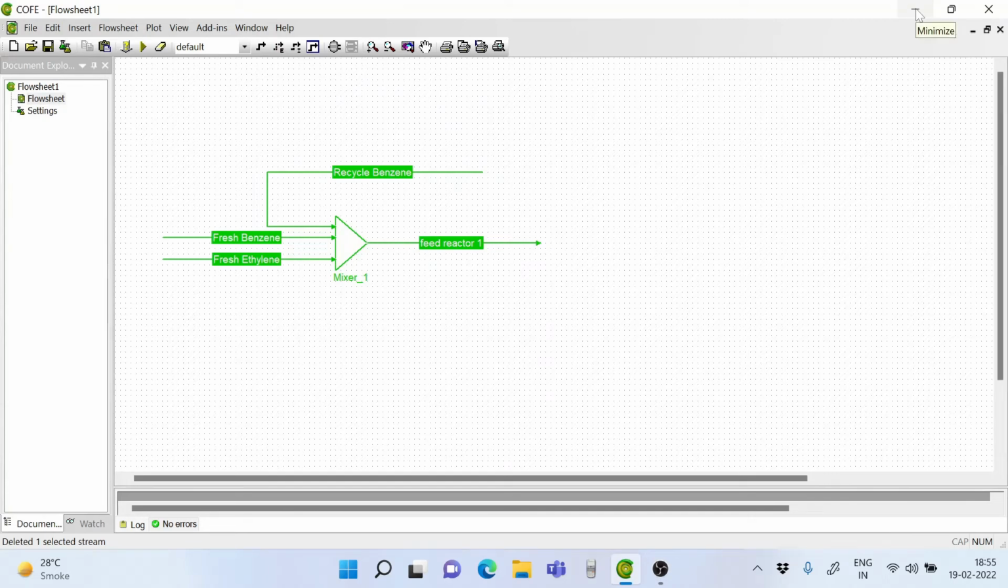Hello friends, and welcome to another lecture on simulation of ethyl benzene. This is the fourth lecture, and in this lecture we will be simulating the first reactor.